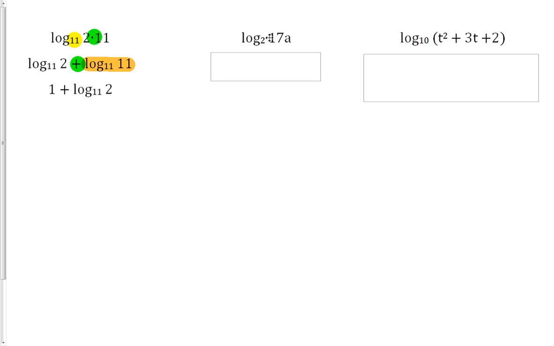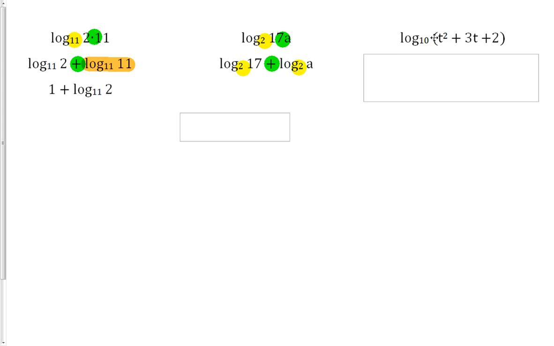Next one, log base 2 of 17a. Well, we see that we have a log here, base 2, and 17 and a are being multiplied. You don't see the times symbol, but they are being multiplied. So you can write log base 2 of 17 plus log base 2 of a. Again, our base never changed, and because we are multiplying, we have a plus sign.